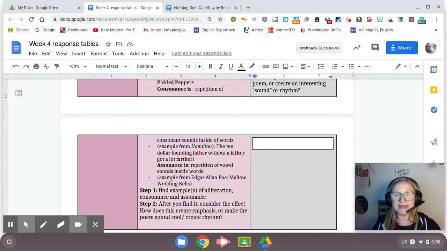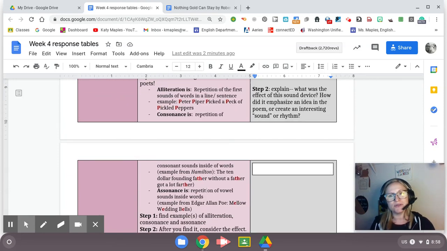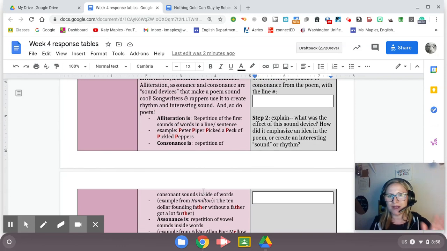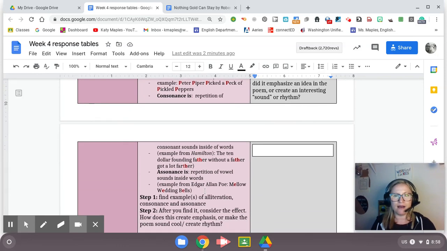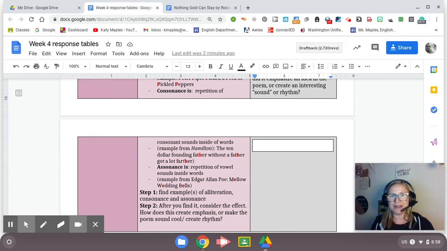Okay. Assonance is when you repeat a vowel sound, a, e, i, one of the vowel sounds inside of words. So Edgar Allan Poe has a poem that says mellow wedding bells. That repetition is assonance. This is going to take some practice, you guys. So if that kind of stressed you out, we'll keep coming back to it. You'll get it. It's not that bad. It just takes practice being able to recognize it.